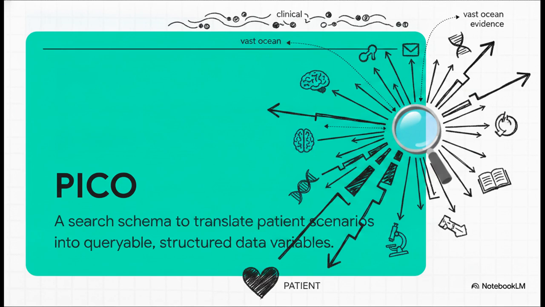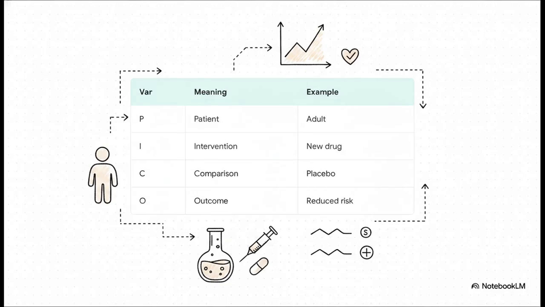It perfectly bridges the gap between the patient at the center of the problem and the vast, frankly overwhelming ocean of clinical evidence. Let's actually break down this schema. PICO stands for Patient or Population, Intervention, Comparison, and Outcome. I want you to think of these exactly like parameters in a function. P is your target demographic. Who exactly are we talking about?